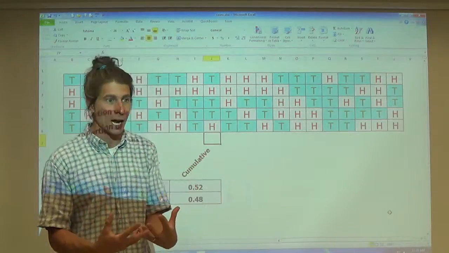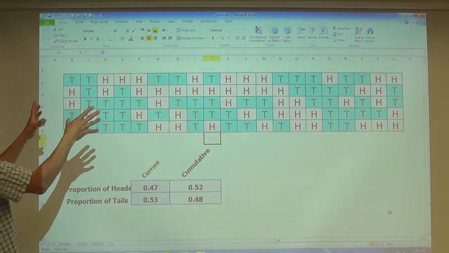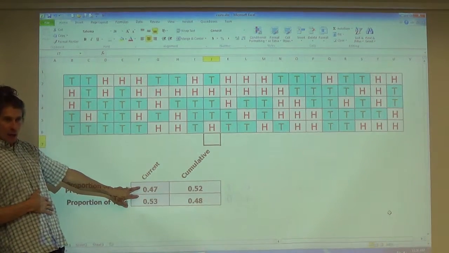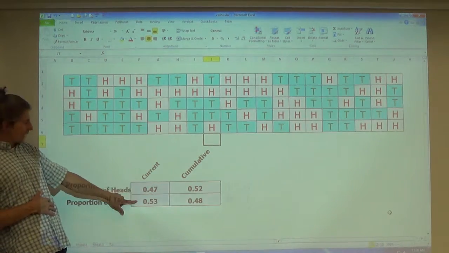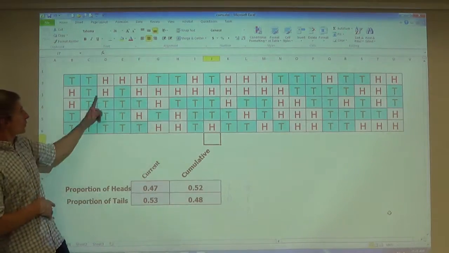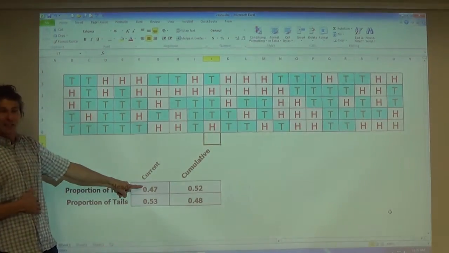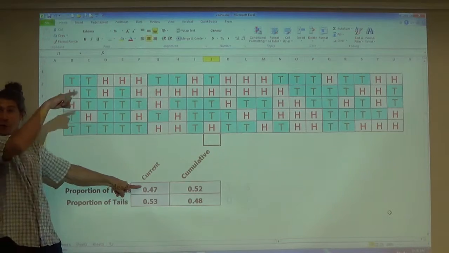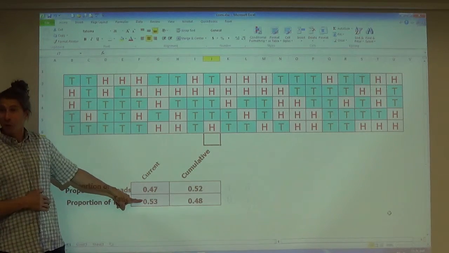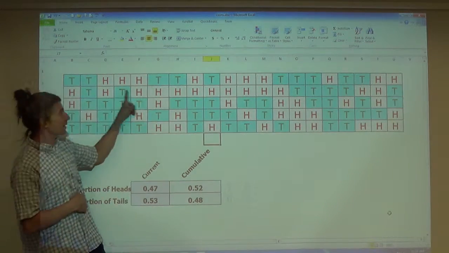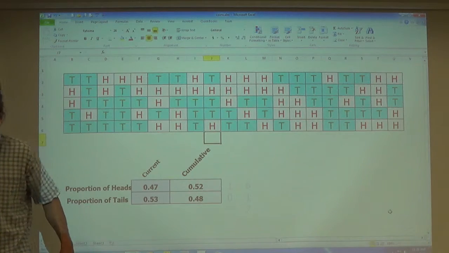In the long run, over time. Sure, if you focus just on that, but look at right now. 47% of those coins are heads and 53 are tails. So even though you've got this run of heads right there, it's still just a smidge under 50% overall, and just a smidge over 50% overall for tails. Even with that crazy run of heads. Pretty cool, huh? Let's do it again.